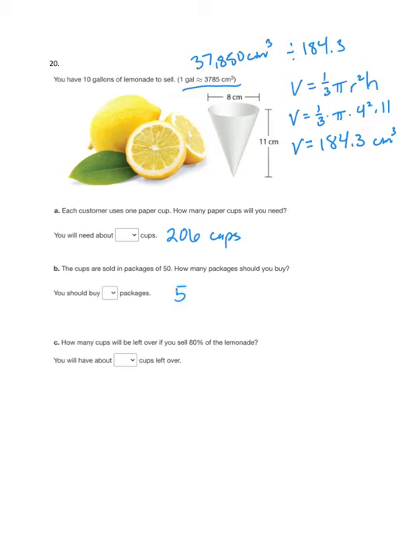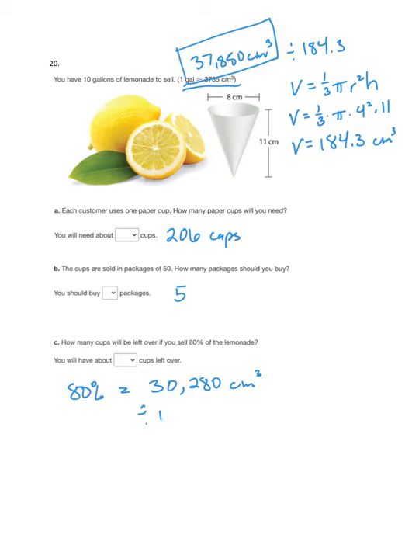And then last, how many cups will be left over if you sell 80% of the lemonade? Okay, so first we're going to take this 37,850 number and multiply by 80%. So 37,850 times 0.8 means what I'm going to sell is 30,280 cubic centimeters. That's how much I sell.